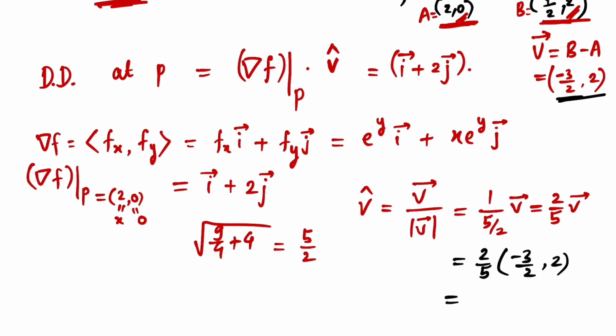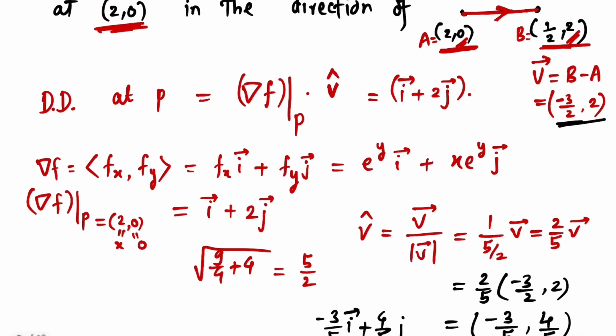So this gives us v cap equal to minus 3/5, 4/5, right? And so this is just equal to minus 3/5 i plus 4/5 j, right? So just put this value here. So v cap is minus 3/5 i plus 4/5 j.